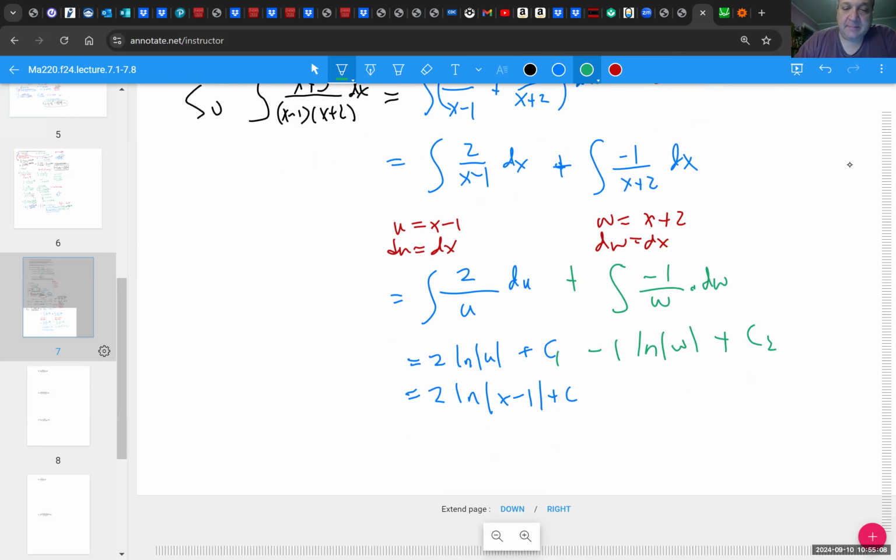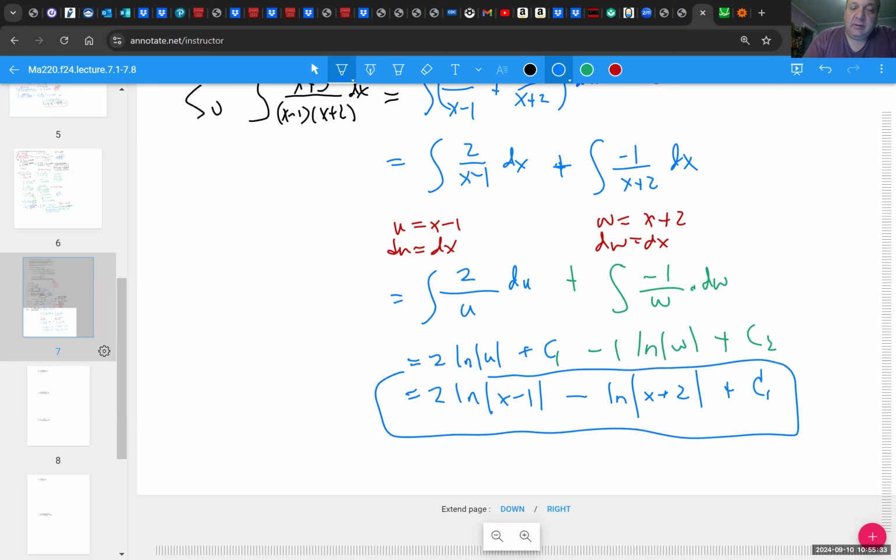So let me put all this together. Let me get rid of this guy, guys. So I have 2 ln x minus 1 minus ln of w. Well, w is x plus 2. And I'll just say plus some big C at the end, which is the combination of C1 and C2. And that is the antiderivative of our original equation using the method of partial fractions.